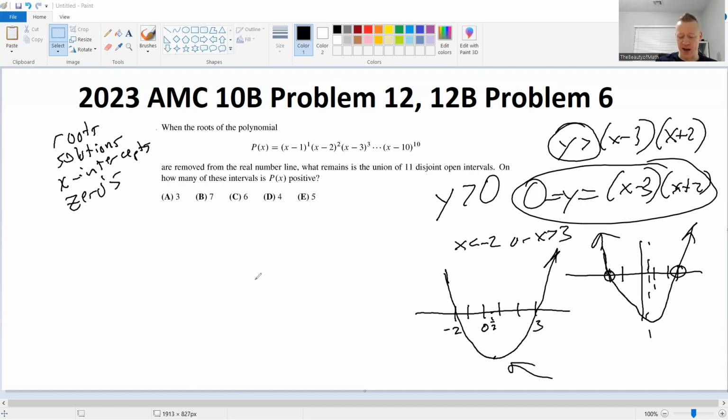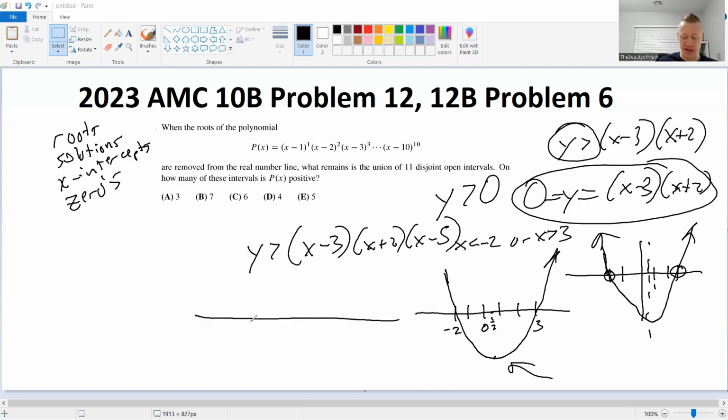What would happen if I made it 3 intervals, like y greater than (x minus 3)(x plus 2)(x minus 5)? Do I need the y-axis for this? Do I care how high or low it goes? I do not. I can graph all of these on a number line. I don't even need to put the other hash marks. I can just put where they are occurring: -2, 3, and 5.